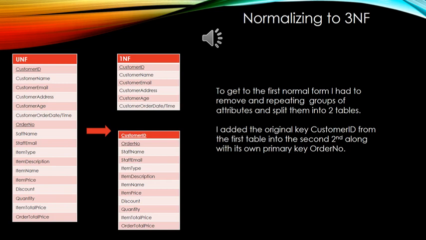To get the first normal form, I had to remove any of the repeating groups of attributes and split them into two tables. I added the original key, customer ID, from the first table in the second, along with its own primary key, order number.